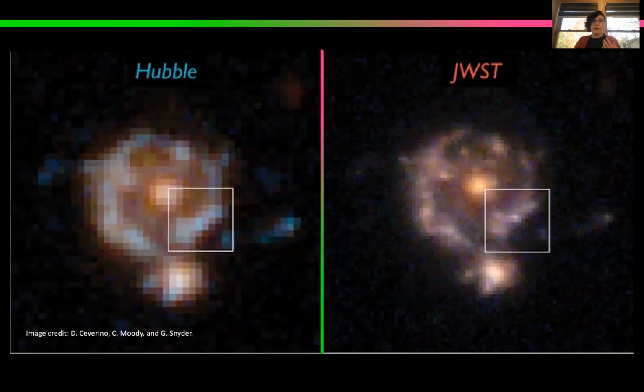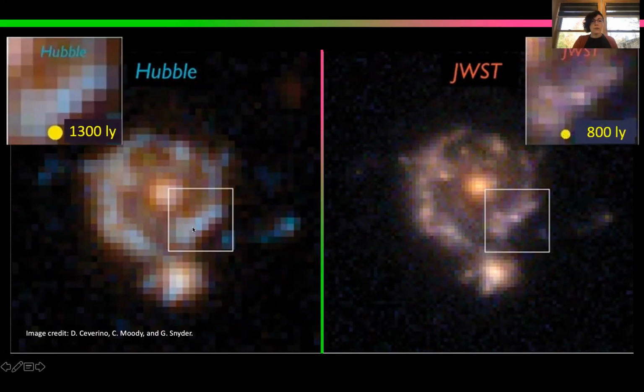Here you see, for example, a comparison between a galaxy that was similar to, for example, the Antennae, if it were at the distance of 10 billion light years from us, seen with Hubble, and on the right, seen with Webb. These are, of course, simulations. We haven't launched Webb yet. But the resolution of Hubble that allows us to understand the various structures is 1,300 light years, while with Webb, we can look down to 800 light years.